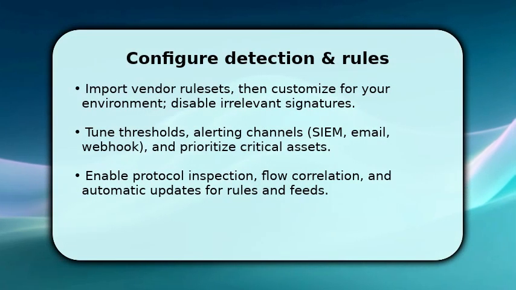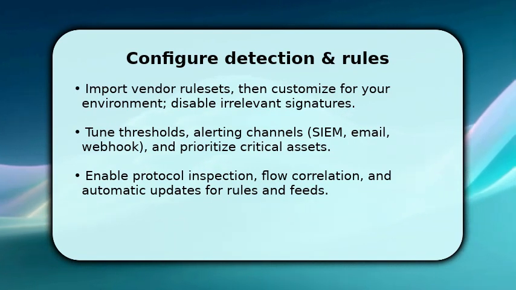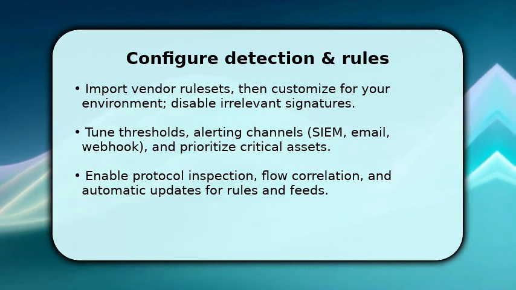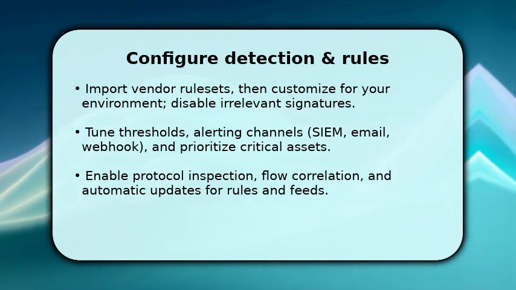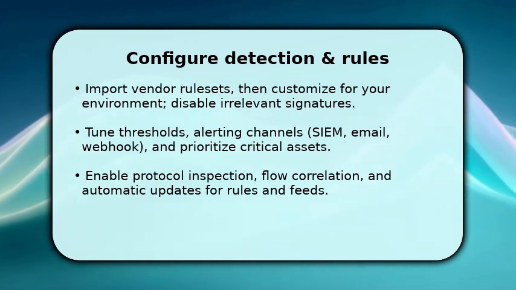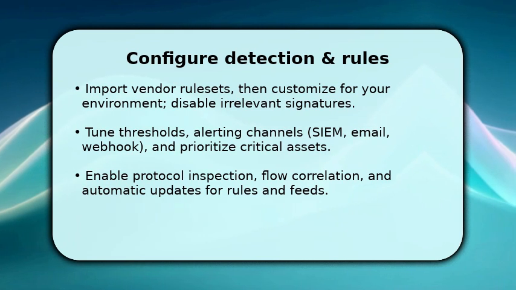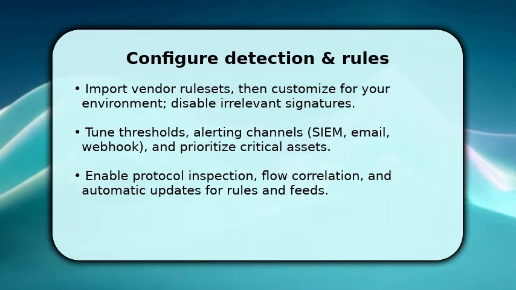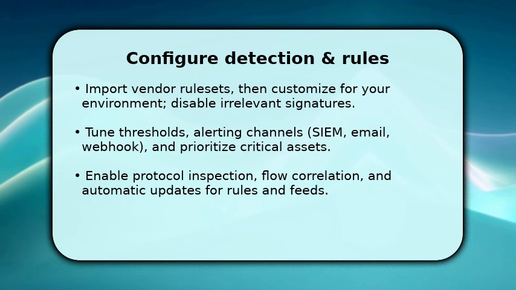You now refine detection. Import recommended rule sets and immediately disable rules that don't apply to your topology to cut noise. Once done, customize signatures for your critical services and tune thresholds so alerts reflect genuine risk rather than routine activity. Make sure to integrate with a SIEM or logging pipeline for correlation and configure alert channels and severity mapping.